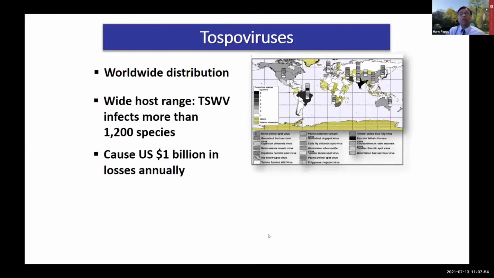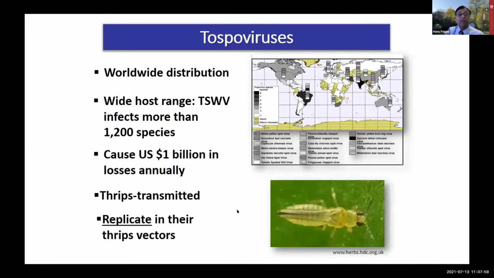So their worldwide distribution, as Albert mentioned, TSWV has a very wide host range and causes severe economic losses, and these viruses are transmitted by thrips. A uniqueness about this thrips and tospovirus interaction is that these viruses replicate in the insect vector as efficiently as in the plant host. So now we have a situation where these viruses have two very different hosts, a plant and an insect, and managing these viruses continues to be a challenge because of that, breaking the cycle between the plant and the insect vector.